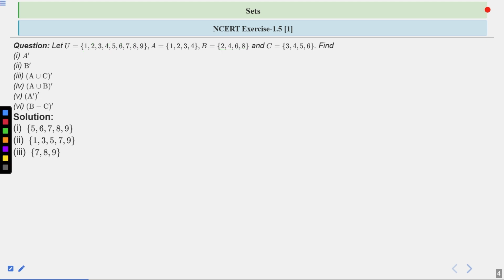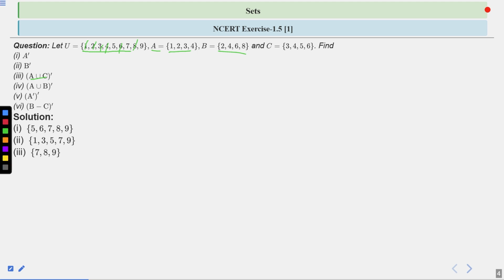For the third, first of all, find the union A union B. In A union B, you will have all the elements from set A as well as from set B. Now, the complement of A union B is very simple. Find out the elements from set U which do not belong to either set A or set B. So, eliminate 1, 2, 3, 4. Then 2, 4, 6, 8. 2, 4 have already been eliminated. Now, 6, 8. You are left with only these 3 elements 5, 7, 9.